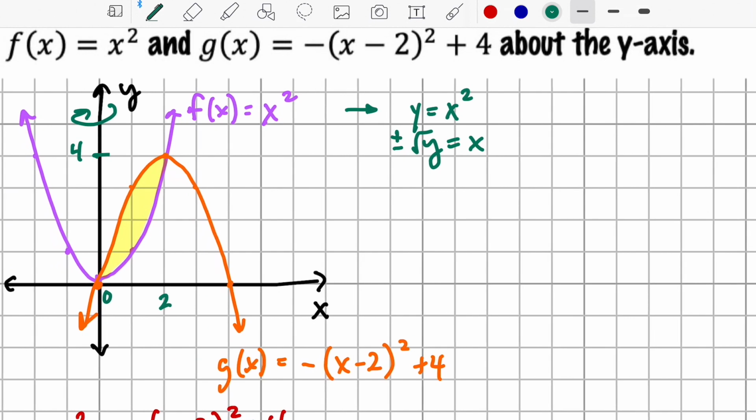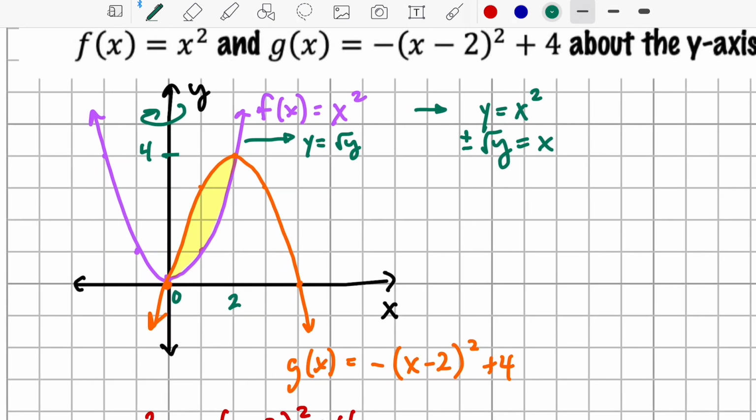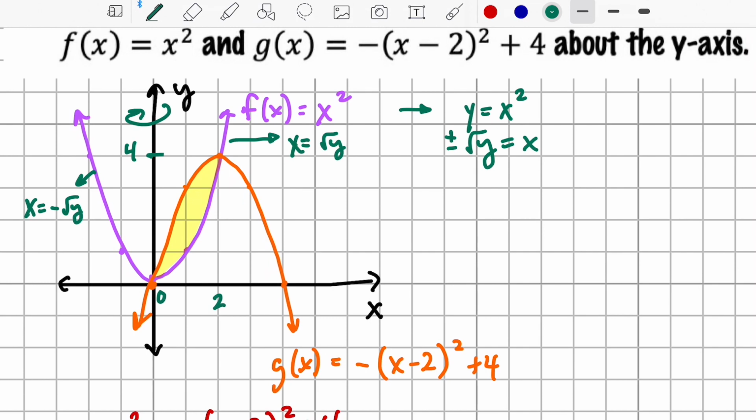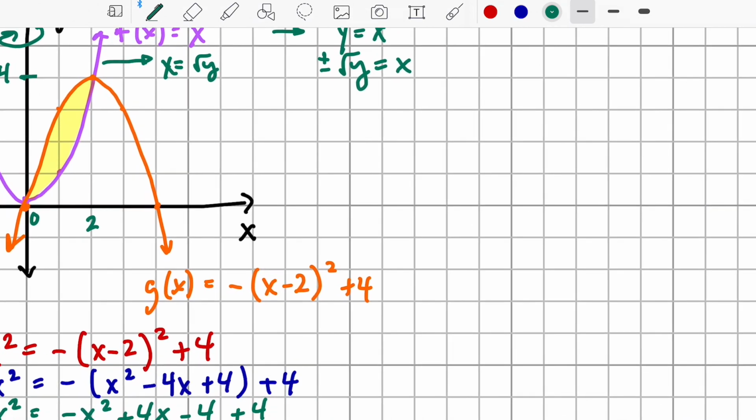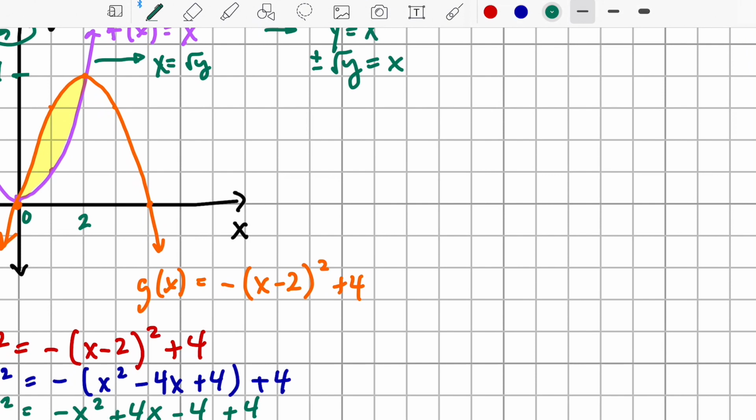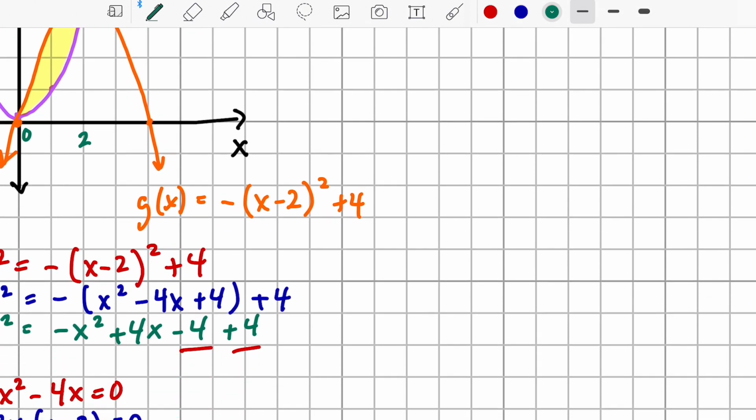But which one do we choose? So the right branch of the parabola is x equals square root of y. And the left one is x equals negative square root of y. So notice that we're going to use the positive one. So now, if I solve this equation here, I run out of room.